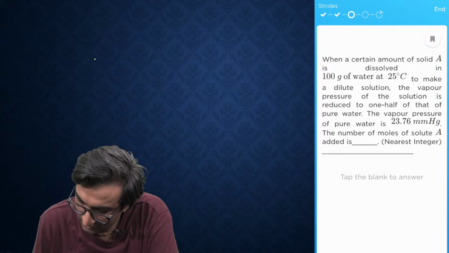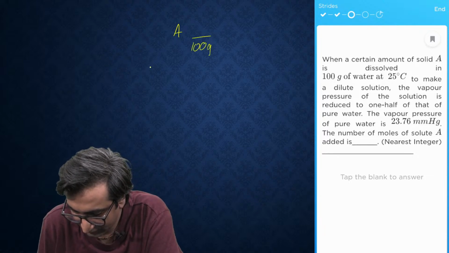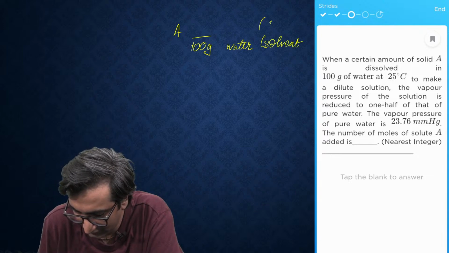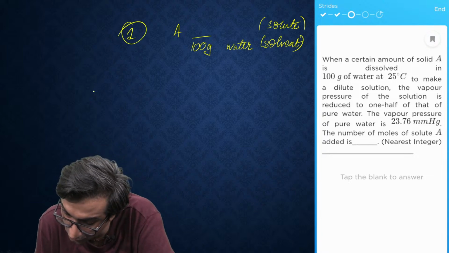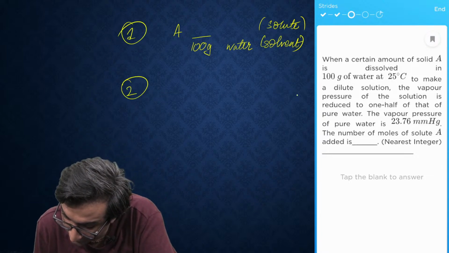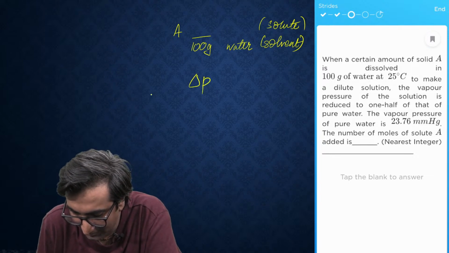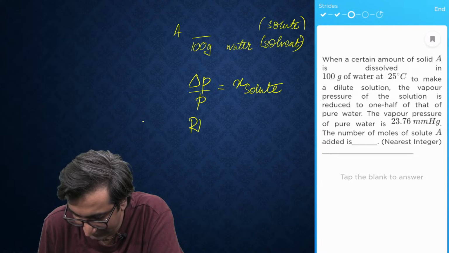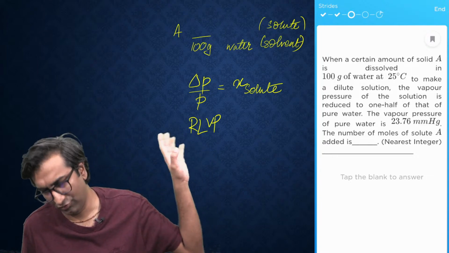Let's see. So I am mixing solid A in 100 gram of water. That's my solvent and this is my solute. Let's call this solution 1. And then solution 2, the vapor pressure of solution is... okay. Now in this solution, delta P by P is going to be equal to the mole fraction of the solute. This is relative lowering of vapor pressure. You know this already. It is fine, right? If you have any doubt, tell me. I can quickly derive it for you also if you want. But is this okay?